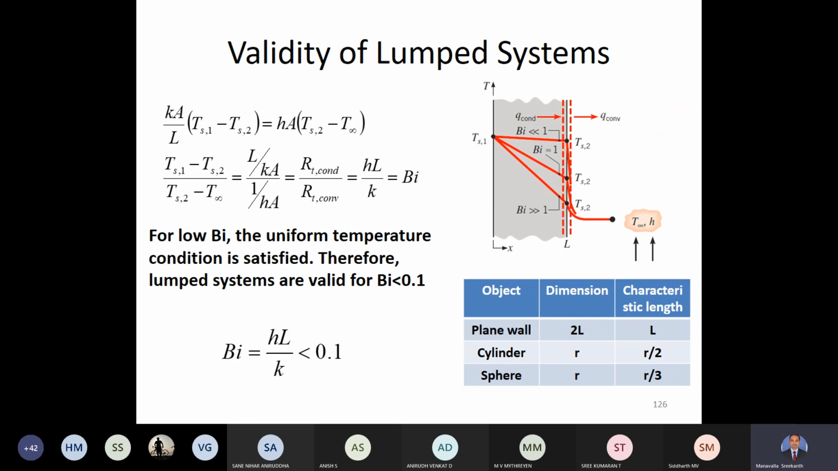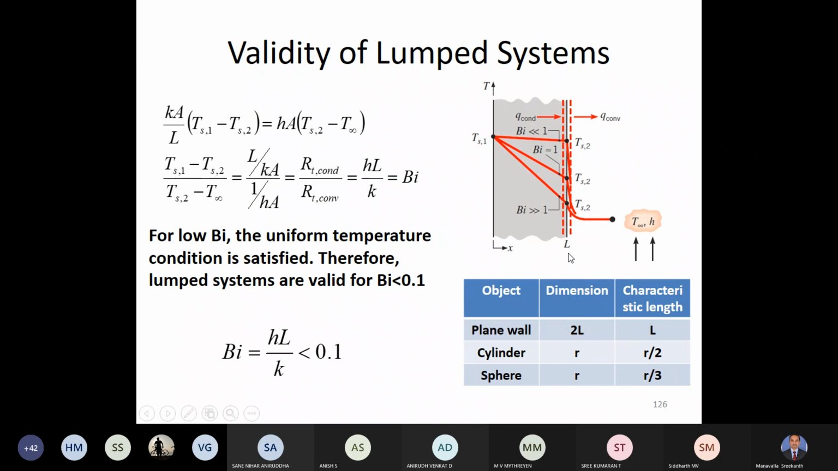No, it has a limited application. So where is it applied? Where is it not applied? To find that out, let us see this. Imagine this plane wall. This plane wall is subjected to convective heat transfer on the surface, and one side of the plane wall is at a temperature Ts1, and the other side is at a temperature Ts2, and T infinity is the temperature of the convective medium, and h is the heat transfer coefficient.